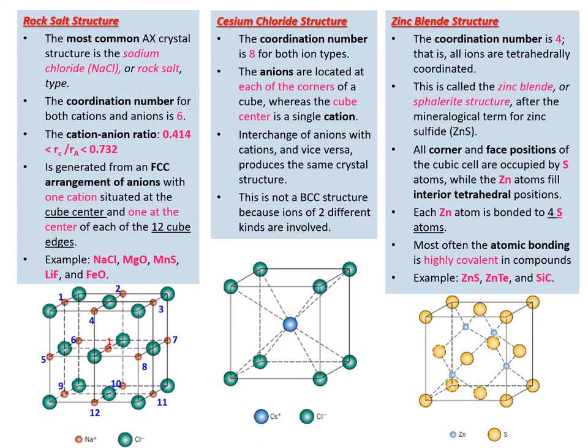The first example of AX structure is the one that is most common. In this case it is sodium chloride, or rock salt. The coordination number for both anion and cation is 6. If you look here, for example, the sodium atom, number 1, is attached to 6 chlorine atoms nearby. And the cation to anion radius ratio is between 0.414 and 0.732.